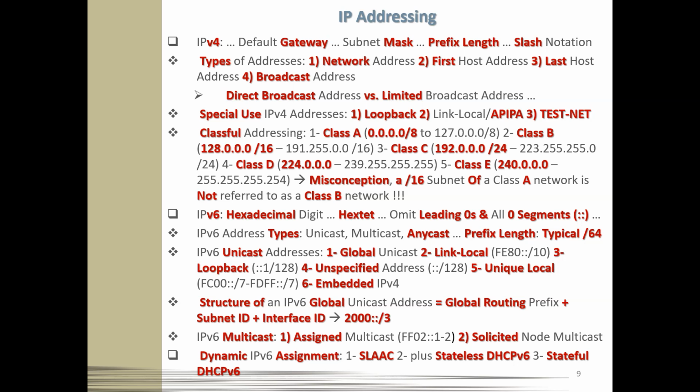a new concept that we have with IPv6. Next up is the IPv6 prefix length, similar to the IPv4 subnet mask. Here we want a way to indicate the network portion of an IPv6 address. The prefix length can range from 0 to 128 in theory, but typically the IPv6 prefix length for most LANs is /64.